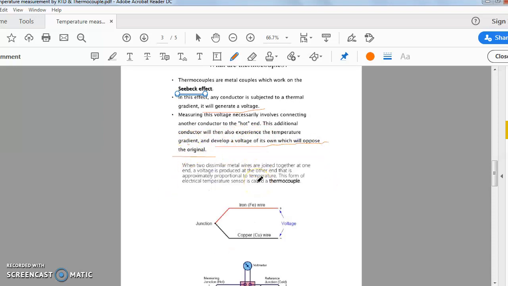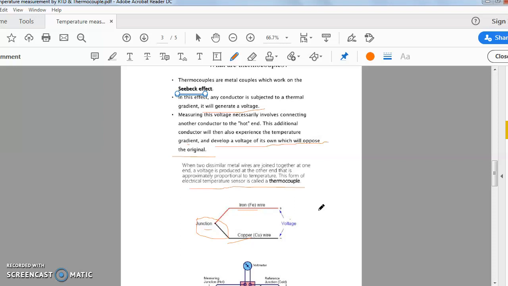Now, very easily you can say, when two dissimilar metal wires, one iron wire and another copper wire, are joined together at one end, this is the junction. Here you join two dissimilar metal rods, and a voltage is produced at the other end that is approximately proportional to the temperature. This form of electrical temperature sensor is called the thermocouple. So due to the change in temperature, what will happen?